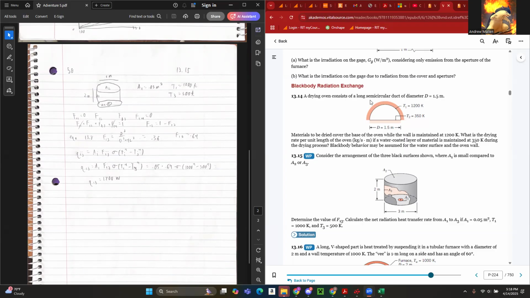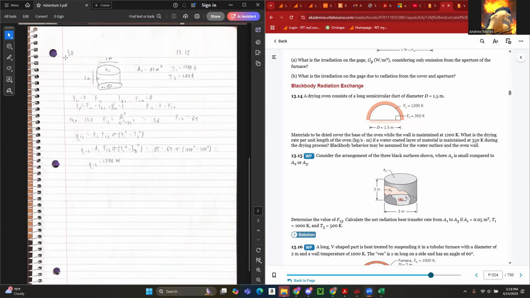view factor of A1 onto area 3, and to calculate the net radiation heat transfer from surface 1 to surface 3 if the area of 1 is 0.05 meters squared, T1 is equal to 1000 Kelvin, and T3 is equal to 500 Kelvin. So first thing, as always, in the work that I've already done, I've put down all the knowns and I recreated the sketch of the problem.